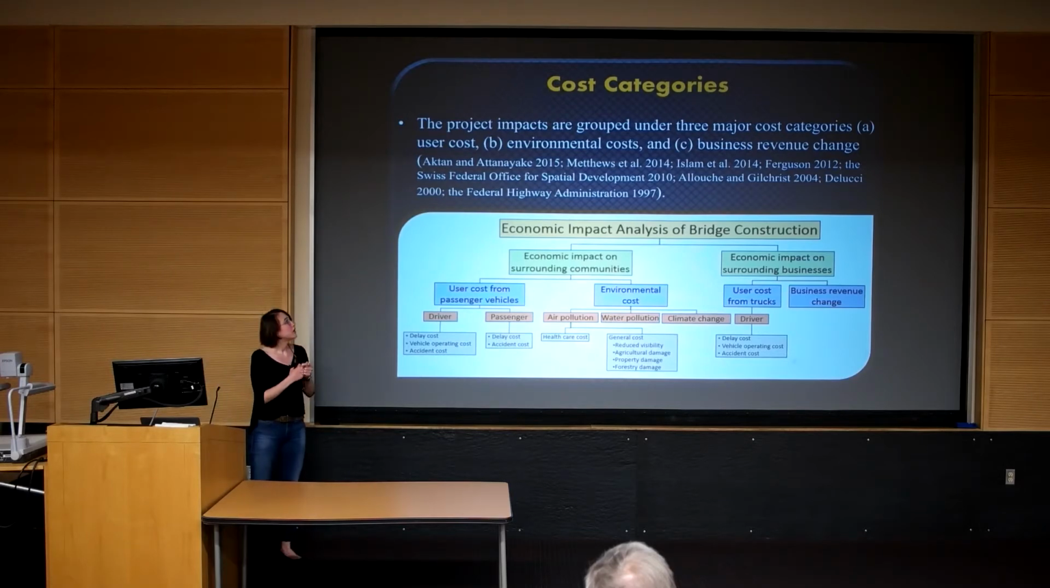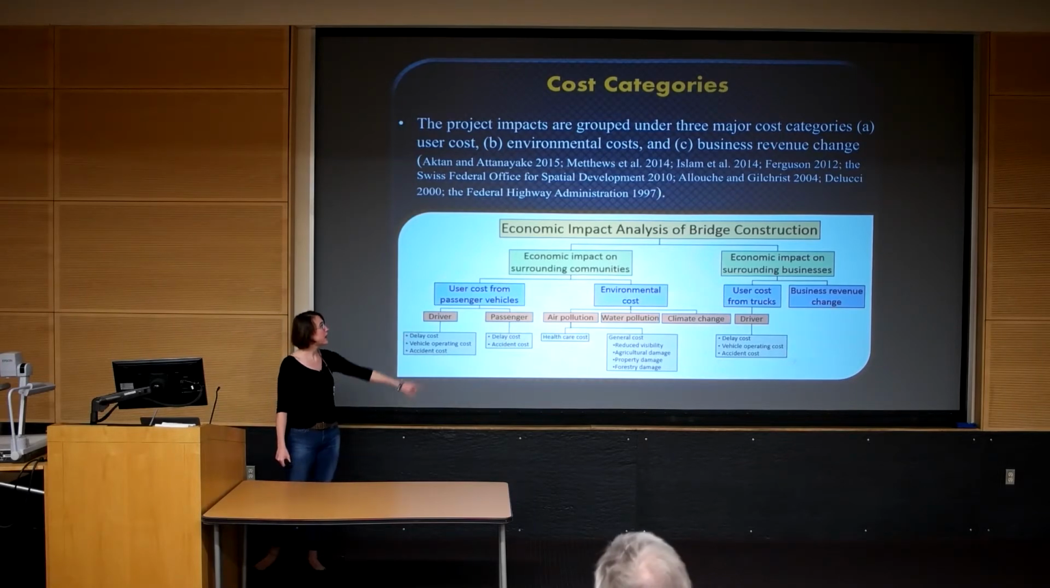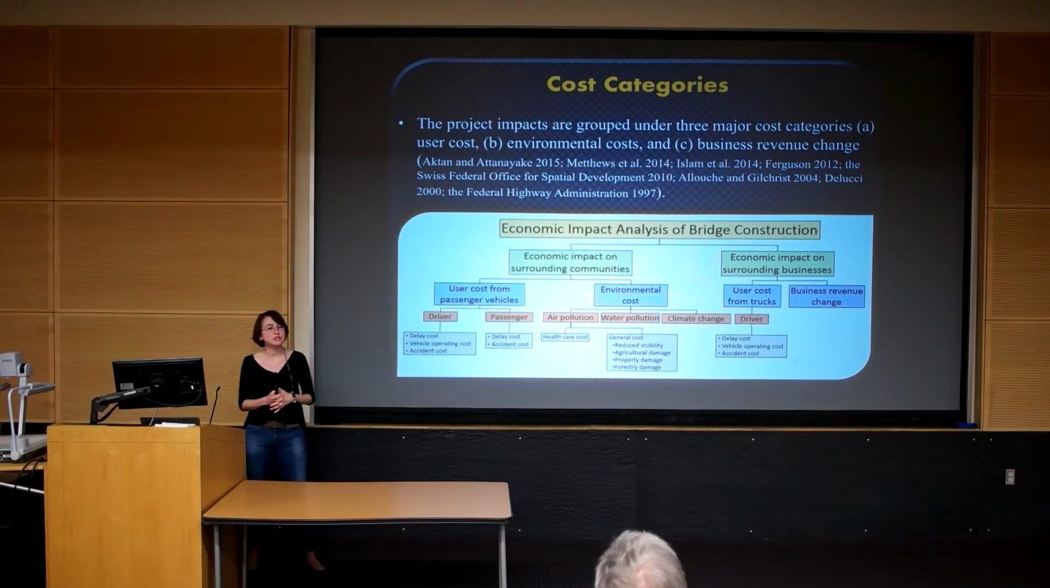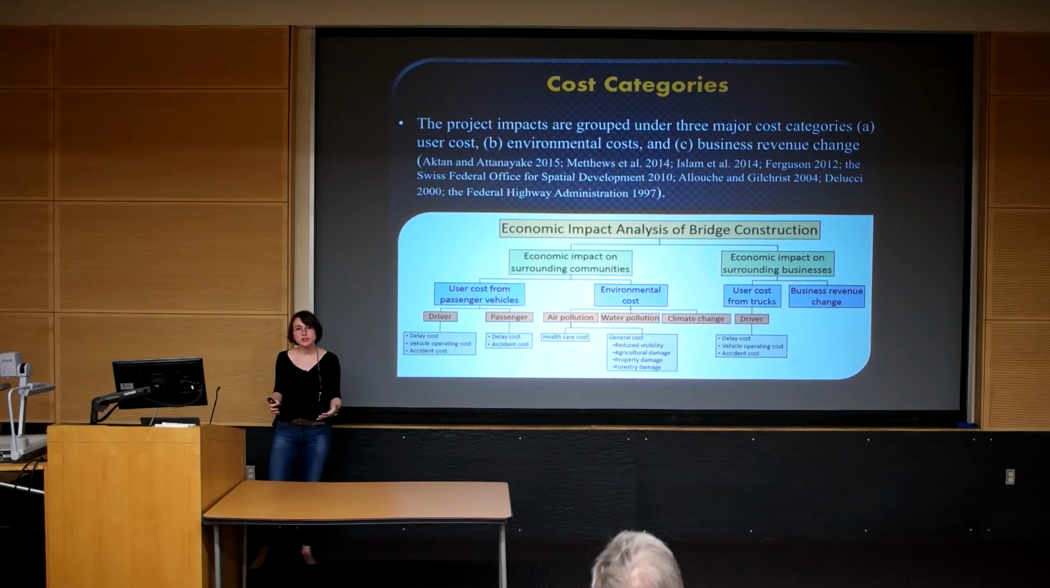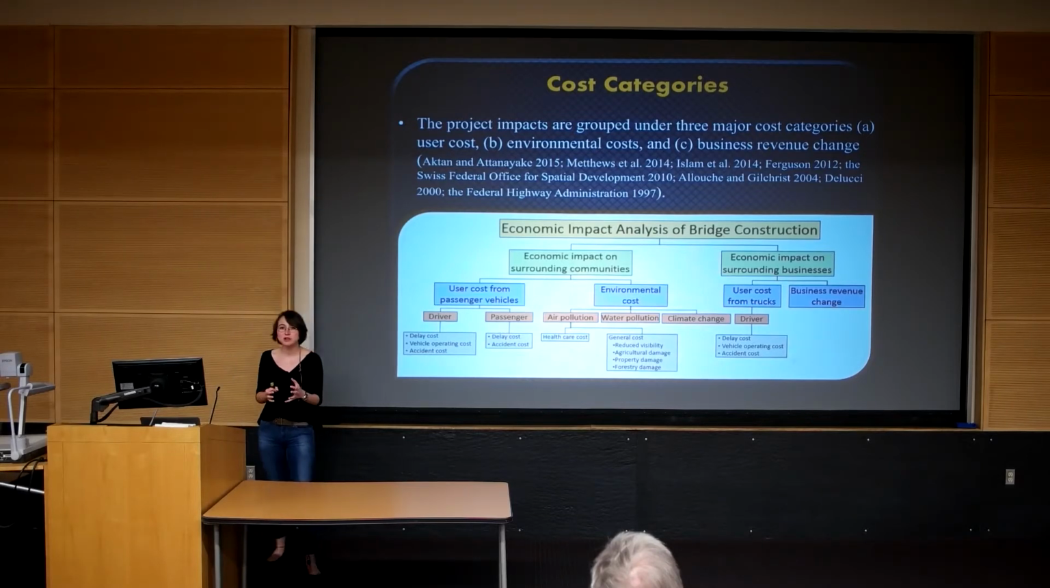The cost groups that we used in this study are user cost, environmental cost, and business revenue change, and we could classify those costs into 2 basic titles: economic impact on surrounding communities and economic impact on surrounding businesses. The major differentiation here is the direct impact on the flow of dollars. Communities don't have the impact on the flow of dollars while the other one has.